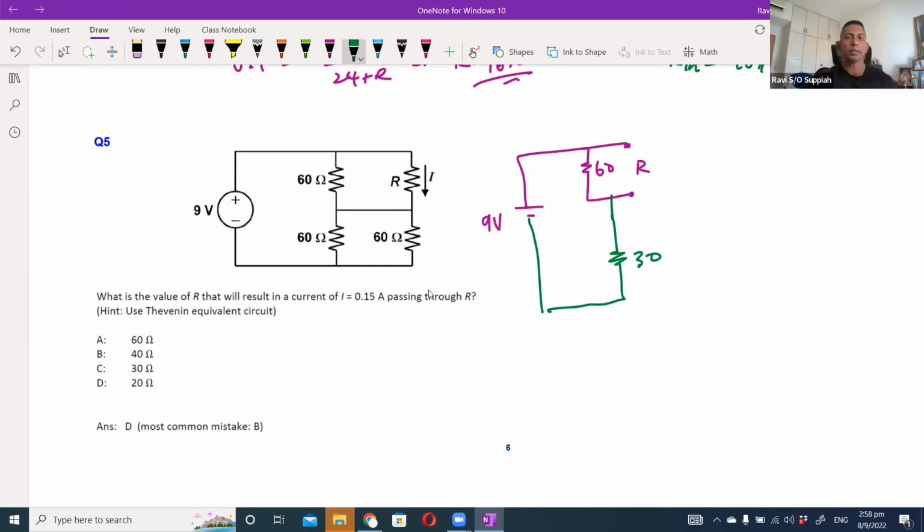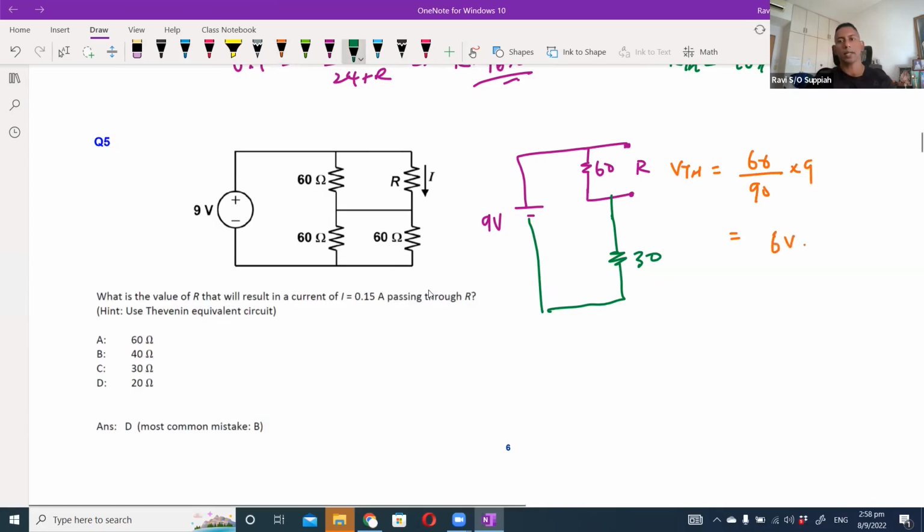All right, so again, I do the same thing. I need to find VTH and RTH. VTH in this case would be the Thevenin's open circuit voltage. Since it's just a series circuit, 60 over 90 times 9, which will give me 6 volt.